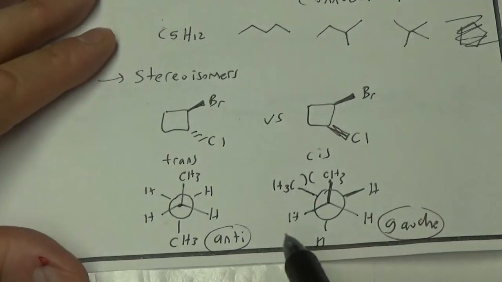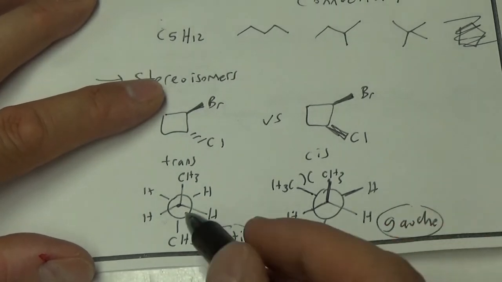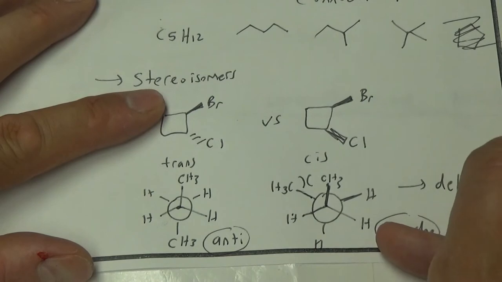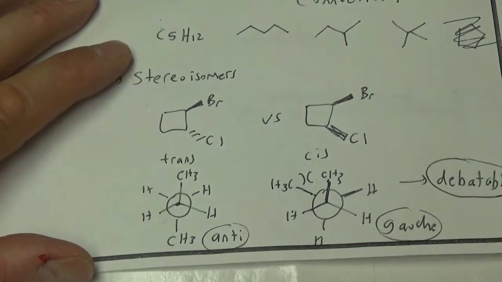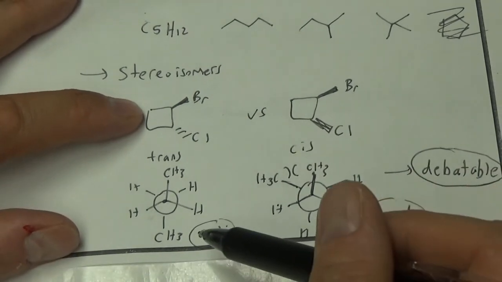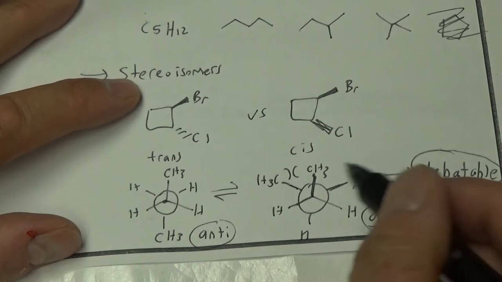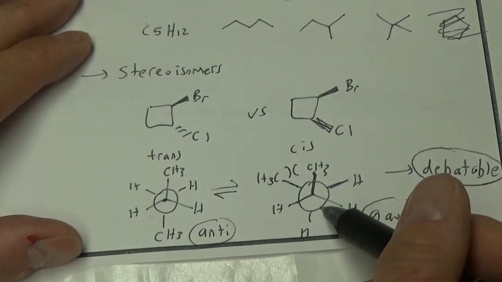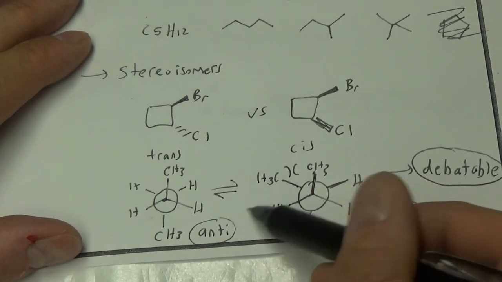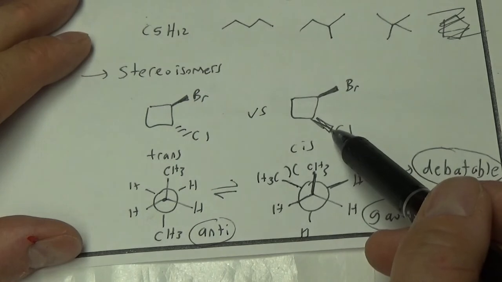So is anti-butane a stereoisomer of gauche-butane? The book says that rotational isomers are considered stereoisomers. I want to say it's debatable, because it's different from this, where these things are locked. This can't interconvert or anything like that, whereas anti-butane and gauche-butane are interconvertible, right? They rotate. The book says they're also stereoisomers. I kind of disagree, and I've seen it argued both ways. But when you see it in the book, they're going to say, oh yeah, these are examples of stereoisomers. I think this is a more clear-cut example of a stereoisomer: the same connectivity, different three-dimensionality.